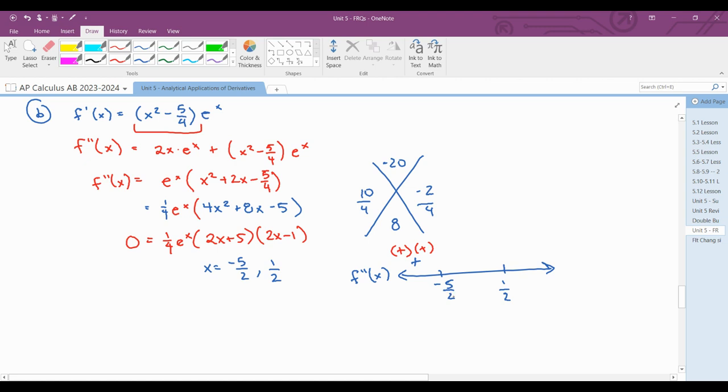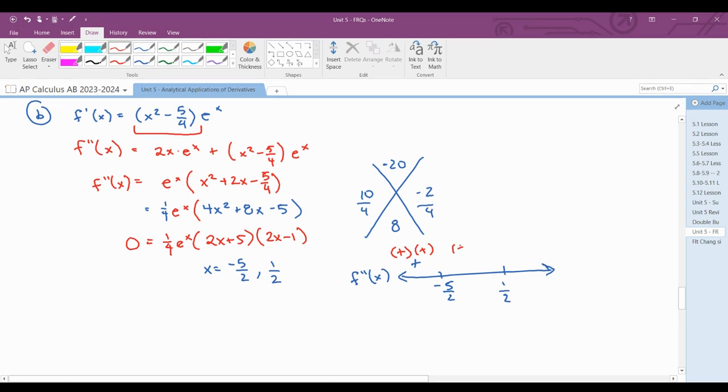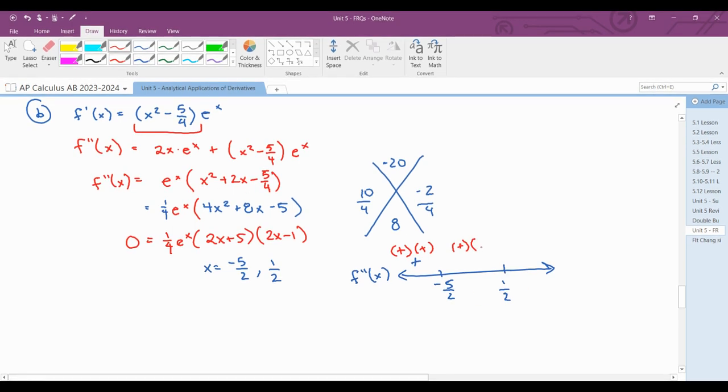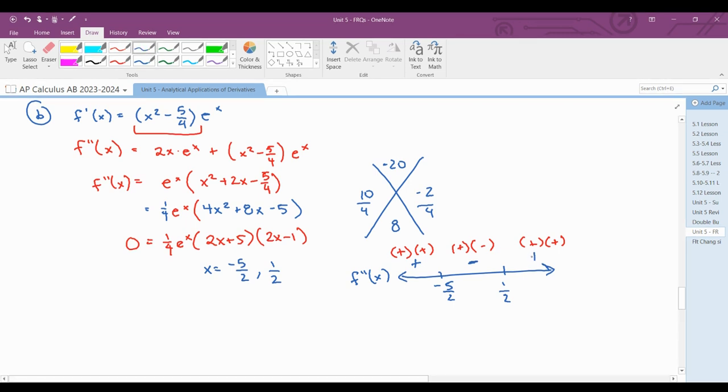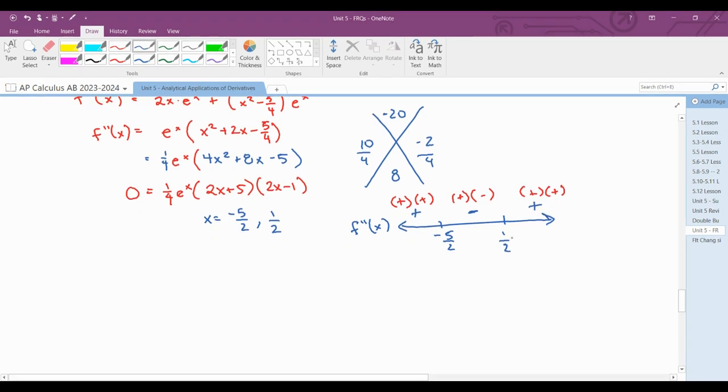From negative 5 halves to 1 half, I'm going to plug in 0. So e to the 0 power would be positive, and then if you plug in 0 for x for the second group, you get minus 5 over 4, so that's negative. So in the end, this section is going to be negative. And lastly, plug in something like a million. Million squared plus 2 times a million minus 5/4 is going to be positive, and e to the million power is going to be positive. So it looks like both of these values here are inflection points because f double prime changes sign. So just make sure you write that as your explanation.